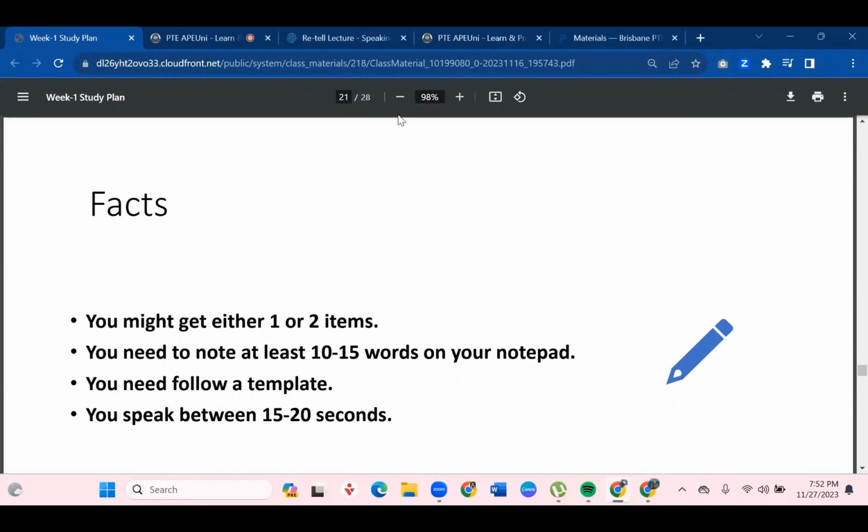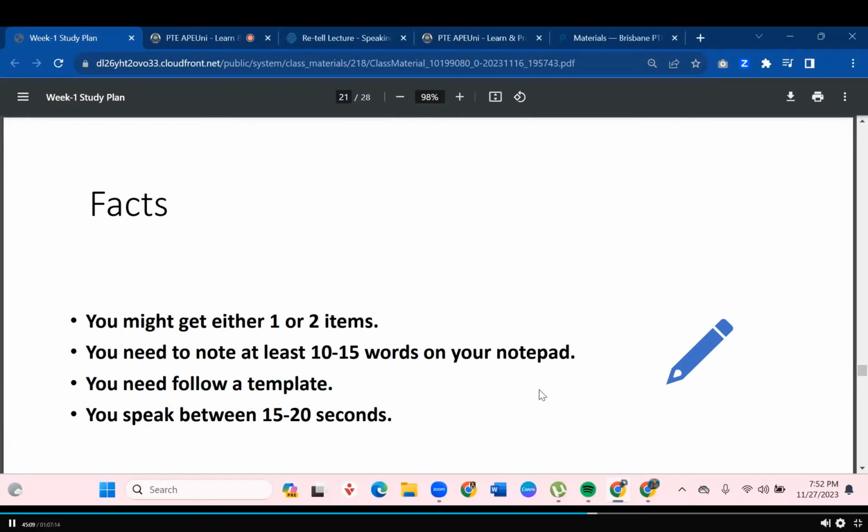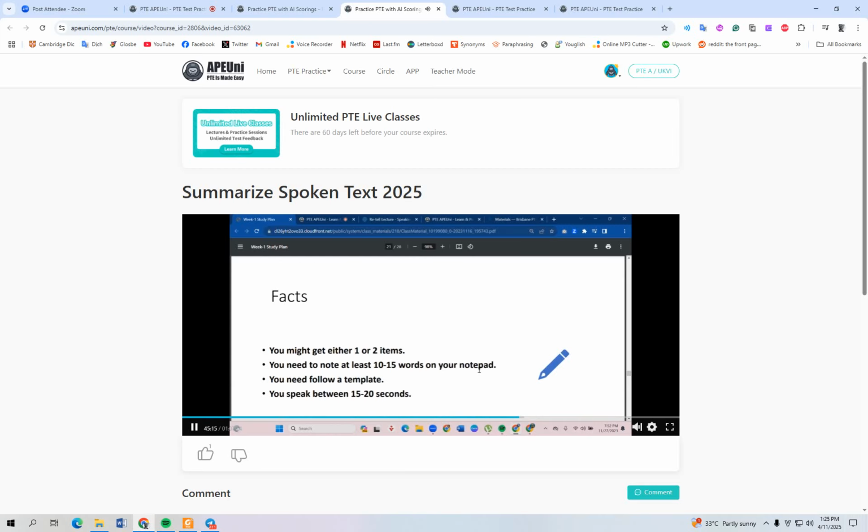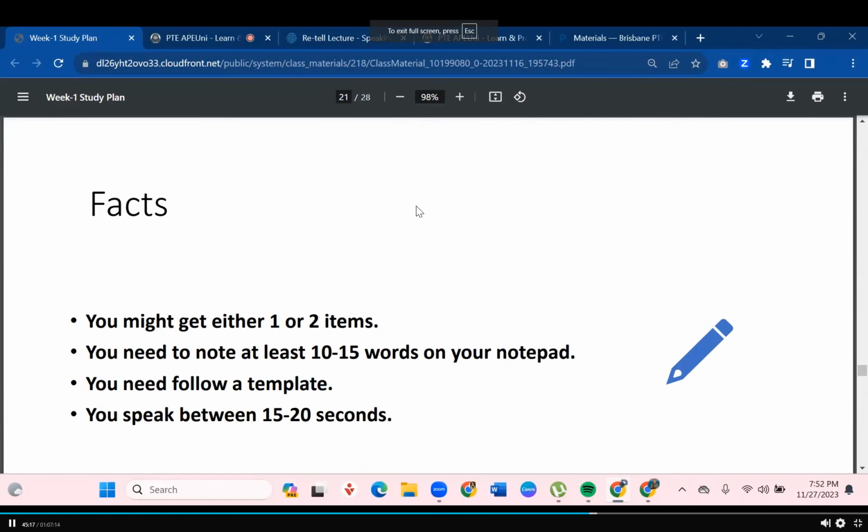Yes, now let's go back to the facts. As I was saying, you need to note down 10 to 15 words. Okay, 10 to 15 words. That's okay. That's good. That's perfect. All right, next up you need to follow a template, obviously, and the template is super simple. It looks exactly like the describe image template. Sorry, yeah, it looks exactly like the describe image template.